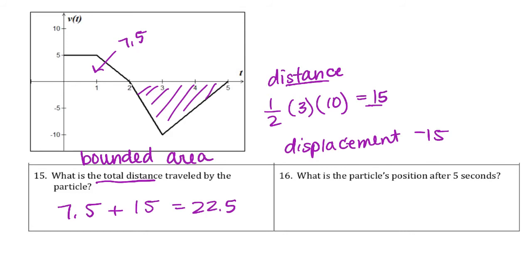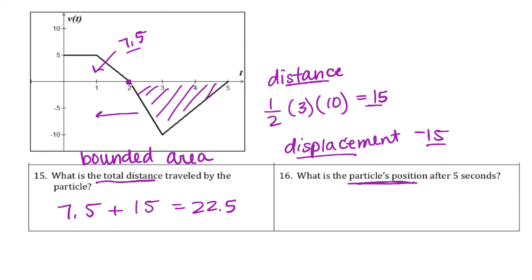Now, the next question asks us, what is the particle's position after 5 seconds? Now this position here, that's a little bit different. So that's going to include our displacement because the position can take into account the negative. So after 2 seconds, the particle has traveled 7.5 units, but it's going to turn around at 2, and it's going to travel back to the left 15 units.